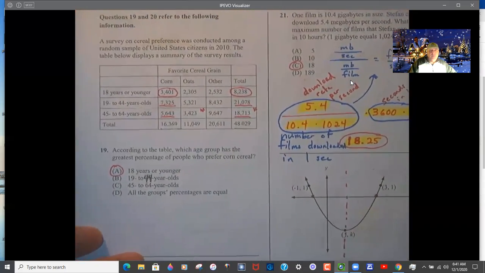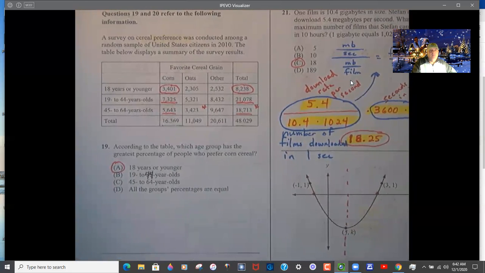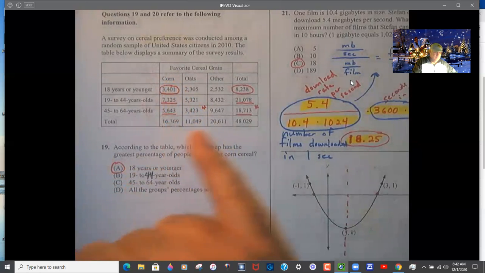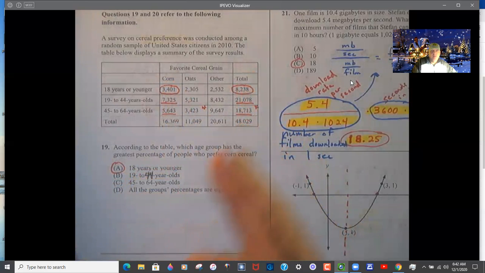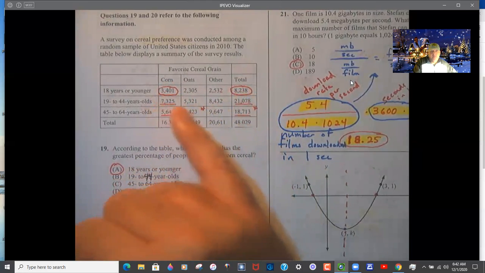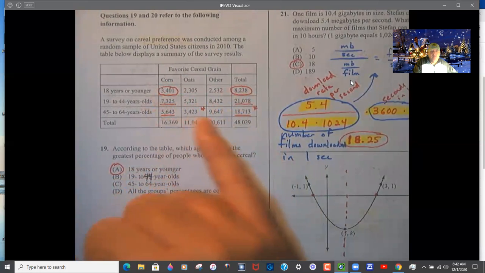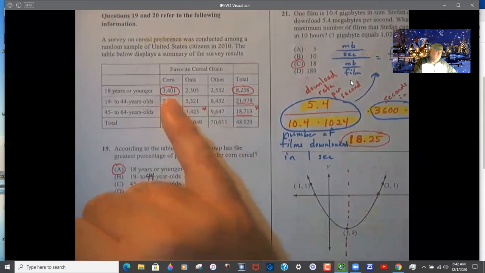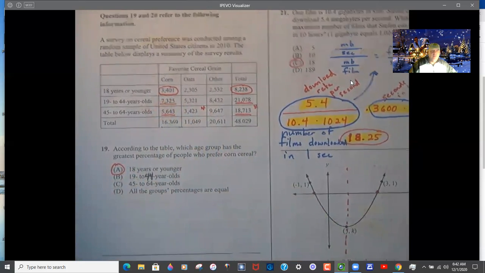Okay, here we go again with a little social studies math. According to the table, which age group has the greatest percentage of people who prefer corn cereal? So percentage, so you're looking at the number in this column divided by the number in this column, and what would give you the greatest result. So about 34 over 82 is better than 7 over 21, which is definitely better than 5 over 18. So that would be 18 years or younger.